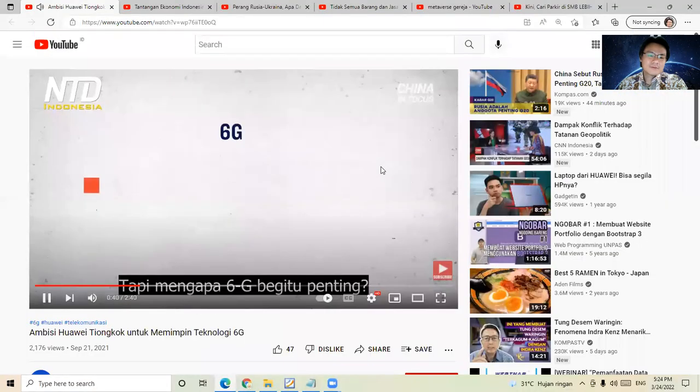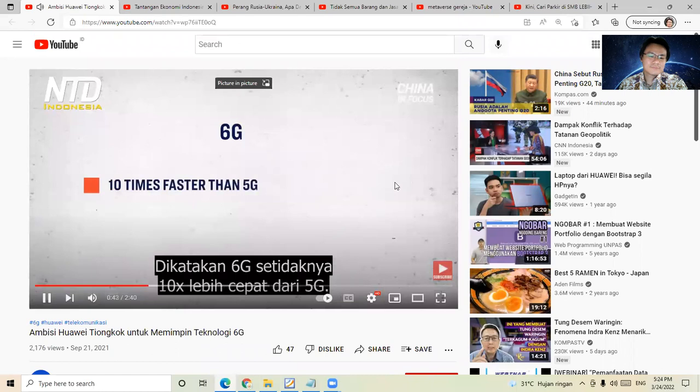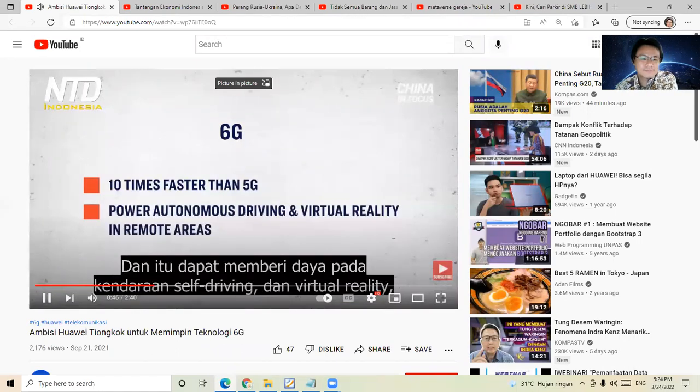But why is 6G so important? It's said to be at least 10 times faster than 5G, and it can power fully self-driving vehicles. Of course, if the G is increasing, the later number is better than the previous one. 5G is better than 4G. It's similar with 6G. It's always better than 5G, and it is said that 6G is 10 times faster than 5G.